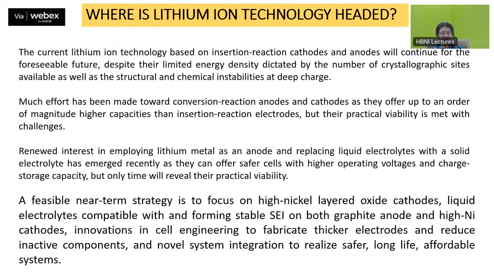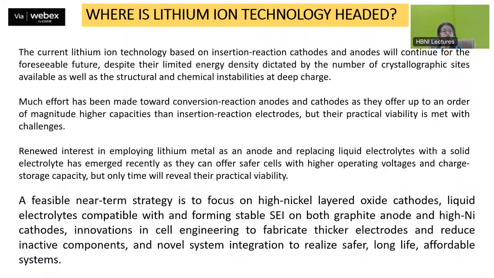And where this lithium ion technology is headed is that you have to work on insertion reaction cathodes and anodes. This will continue for the foreseeable future despite the limited energy density, because it has a lot of stability. So it is going to be used for quite some time. Much of the effort currently is towards conversion reaction anodes and cathodes, because they offer up to an order of magnitude higher capacities than the insertion reaction electrodes. But their practical viability is met with a lot of challenges because of that volume expansion problem.